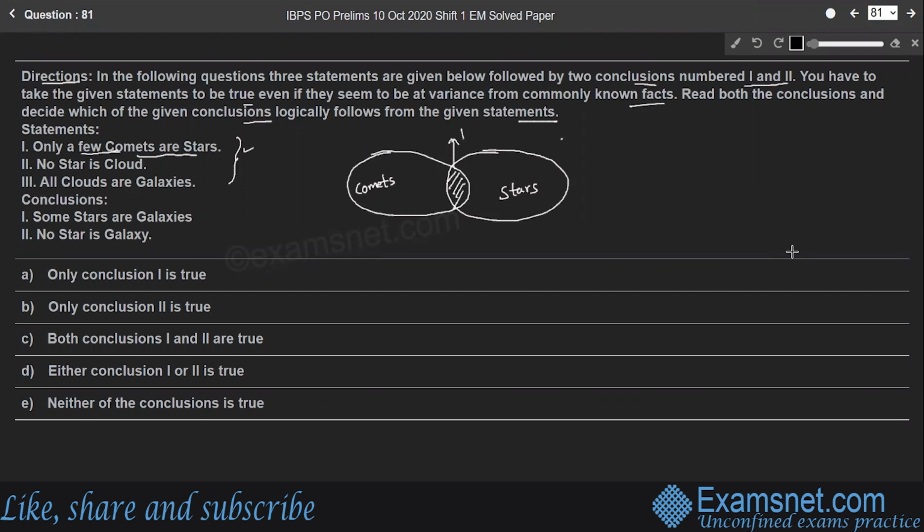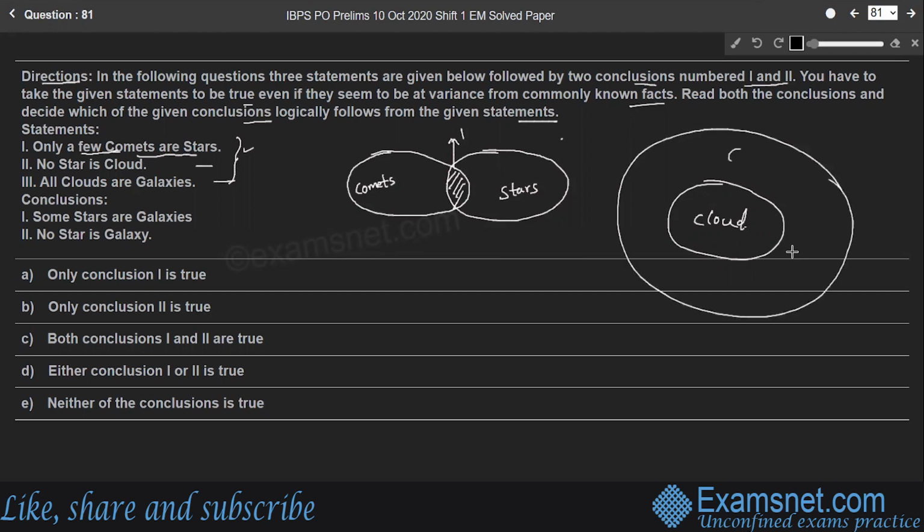Statement 1. And the second one, no star is a cloud. That means a set of cloud, no star is a cloud. So it is independent of stars. That means there is no relation between star and cloud. And the third one, all clouds are galaxies. So the set of cloud is completely included in set of galaxies, right? Therefore, all clouds are galaxies.